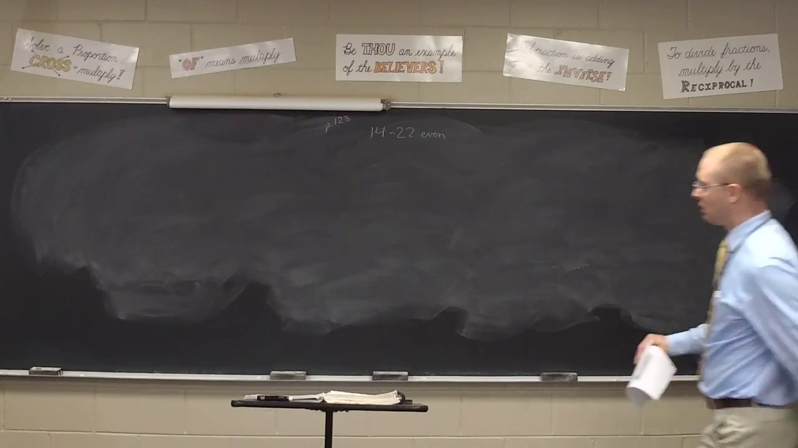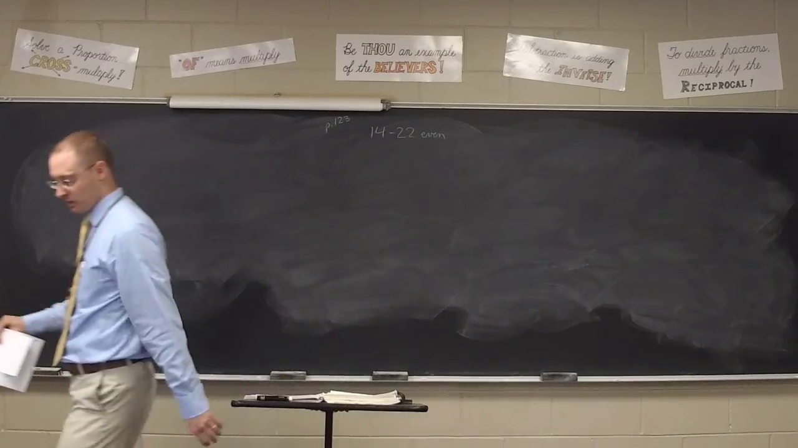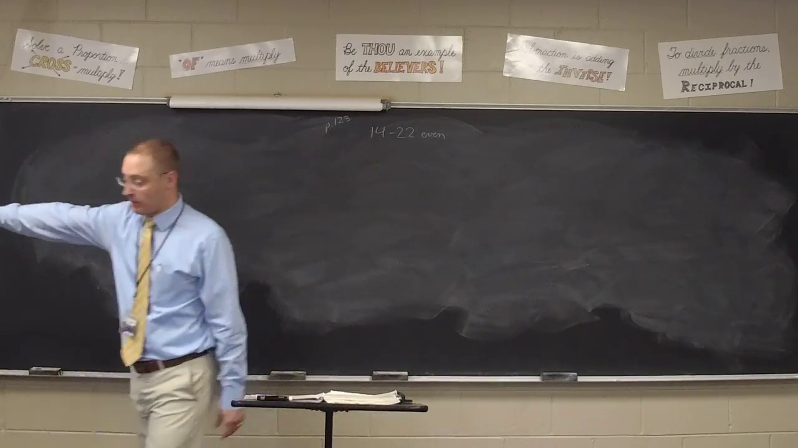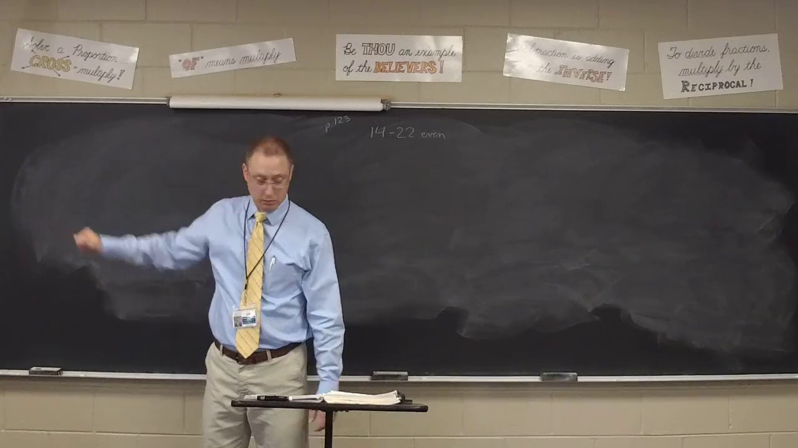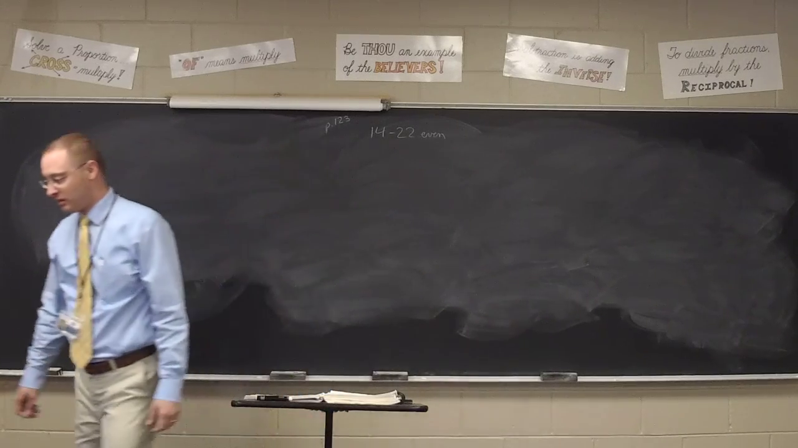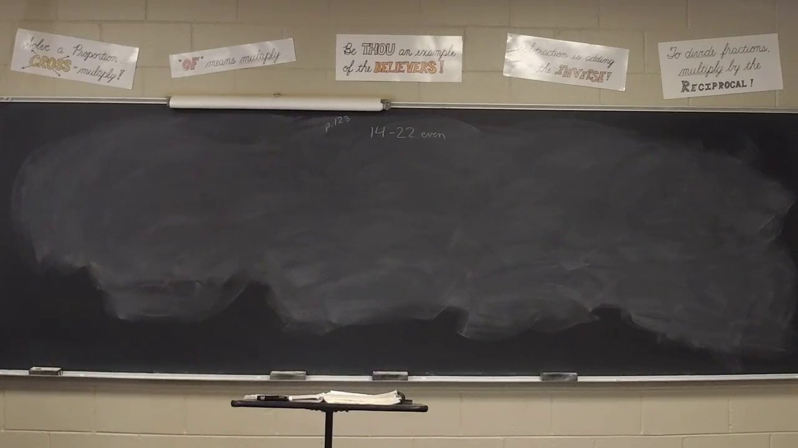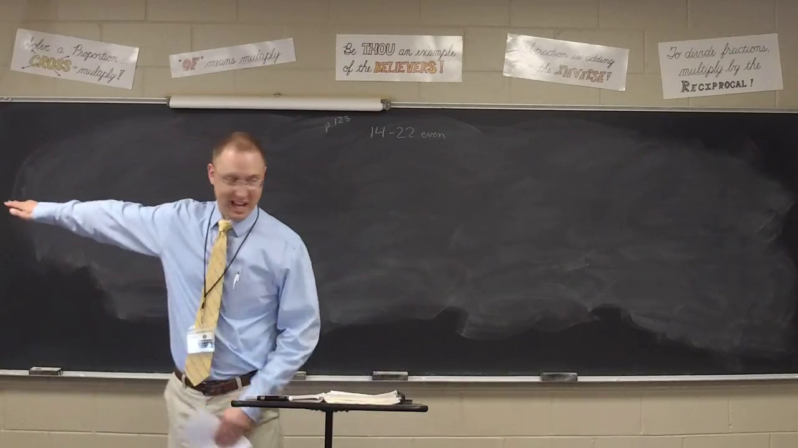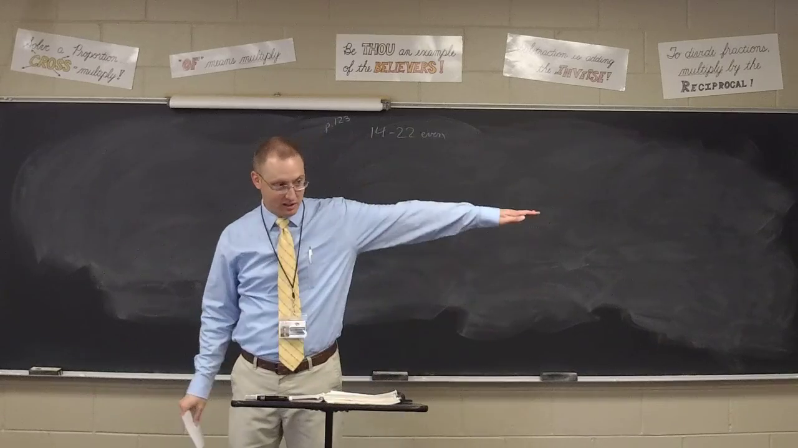Do you put in radians for the x-axis? Yeah. What angle's that? 180. What's that? 360. There we go. In radians, what's that? Pi. What's that? 2 pi.